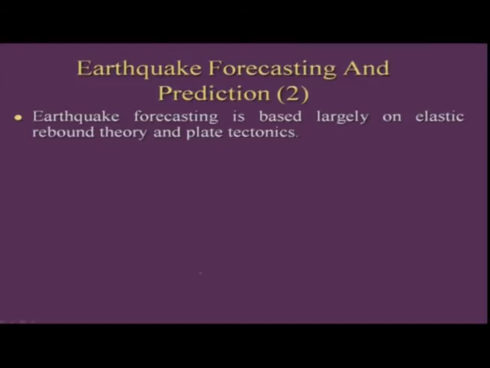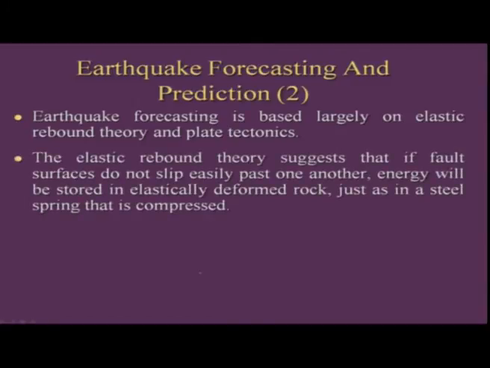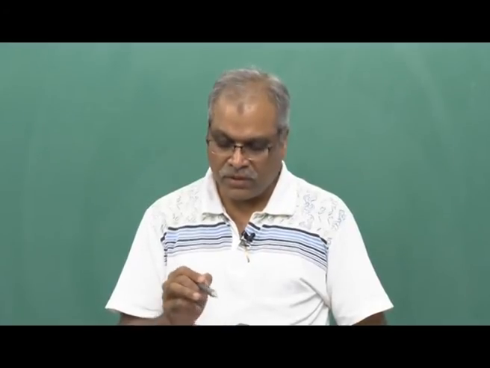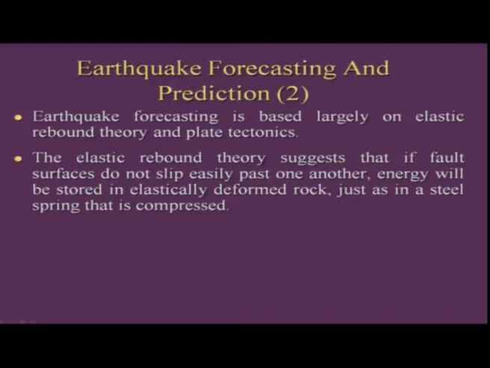Further, earthquake forecasting is based largely on the elastic rebound theory and plate tectonics. The elastic rebound theory suggests that if the fault surfaces do not slip easily past one another, energy will be stored in elastically deformed rocks. As we were talking about, the strain will get developed and preserved within the rocks. If it slips continuously, then no energy will be stored. But if it doesn't slip, the energy will be stored in elastically deformed rocks, just as in a steel spring. You compress it, and when it is finally released, it results in vibrations.